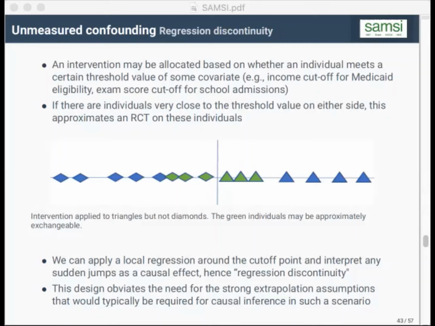Regression discontinuity analyses apply a local regression around that cutoff point and look for a sudden jump or a discontinuity. That's where the name regression discontinuity comes from.